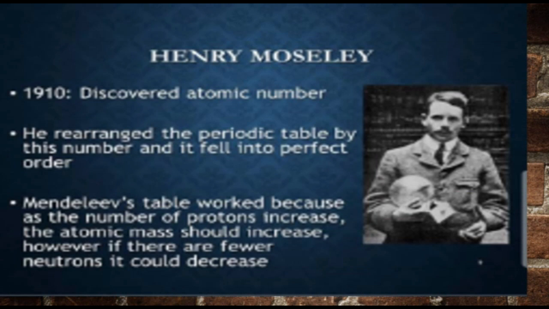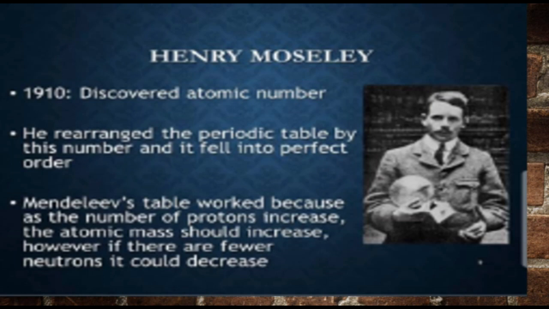As you have seen in the picture, it is a picture of a scientist called Henry Moseley. In 1910, he discovered atomic number. As we learned in the previous lesson, atomic number is the number of protons present in the nucleus of an atom, and he discovered it as the atomic number.